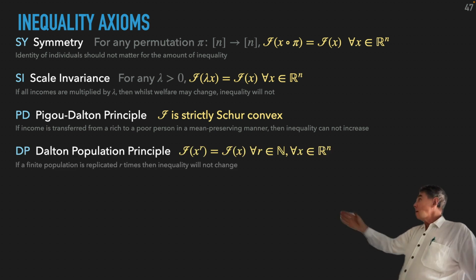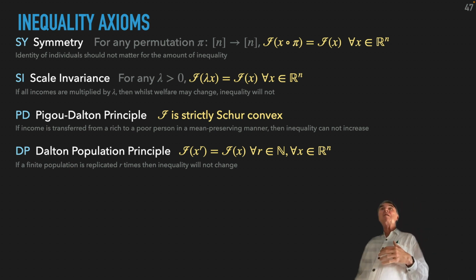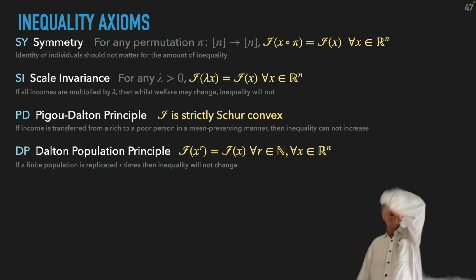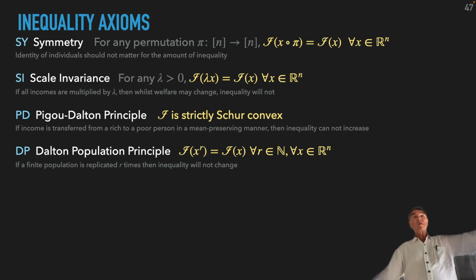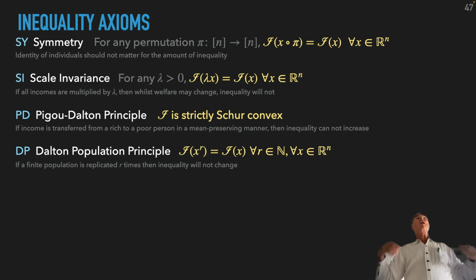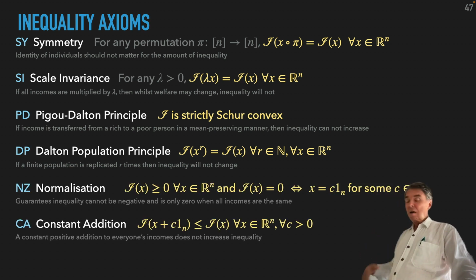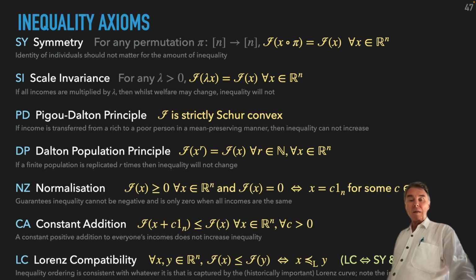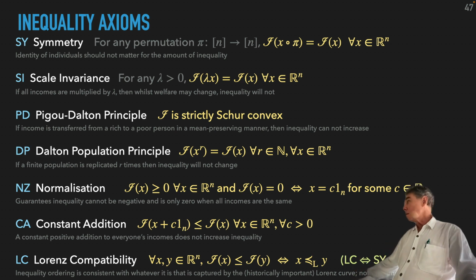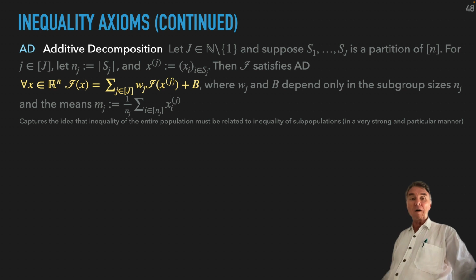There's another one, the Dalton population principle. If a finite population is replicated, then the inequality will not change. I take all of you, I clone you and your bank accounts, and then have a double-sized class, measure the inequality on that, it should be the same. There's some normalization. We add a constant, it doesn't change things. We want it consistent with the Lorenz ordering, so that's harder to justify.